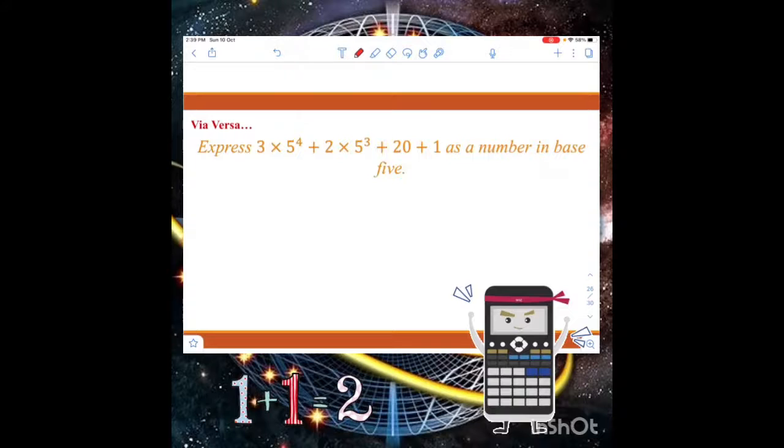as a number in base 5. When we are asked to write the answer as a number in base 5, we try to break everything down as much as possible so that we can see a 5 in it. Let's see. 3 times 5 to the power of 4, we have 5, 5 to the power of 4. 2 times 5 to the power of 3, we have a 5 there, 5 to the power of 3. So there is no problem. So we're going to have 3 multiplied with 5 to the power of 4, plus 2 multiplied with 5 to the power of 3.